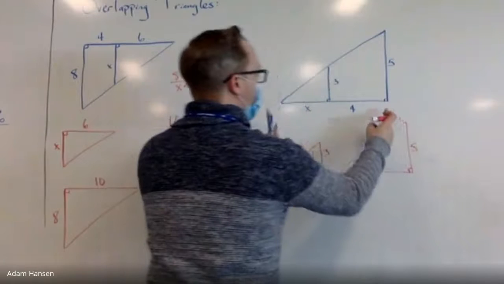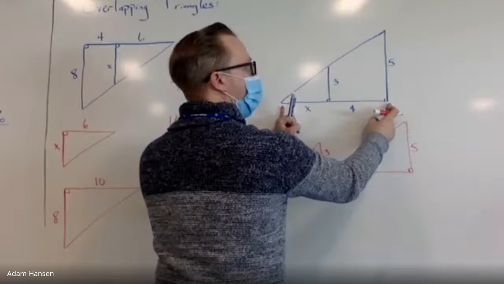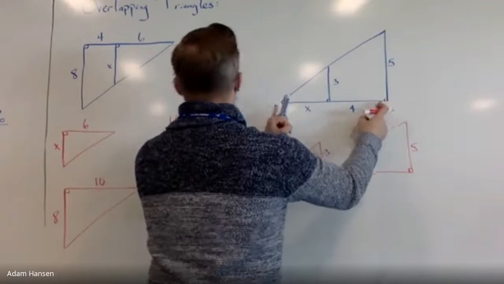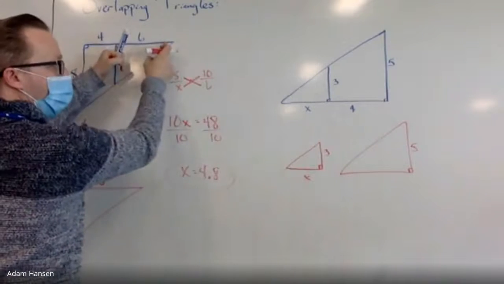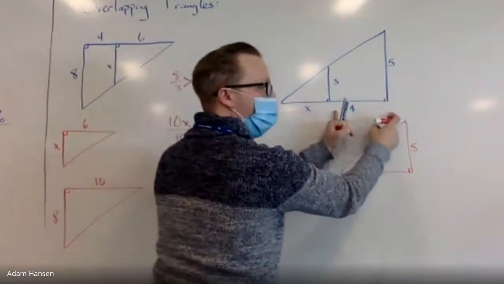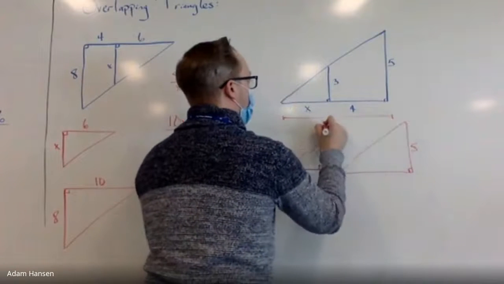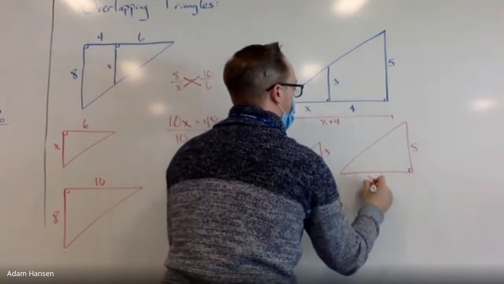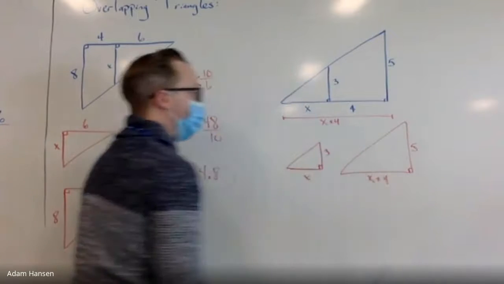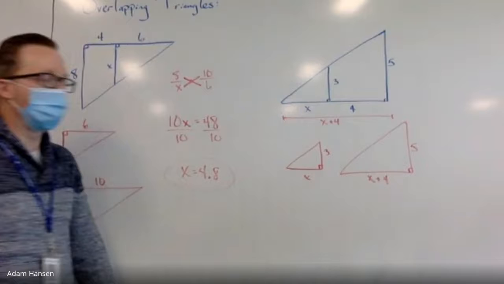One side length is 5. What is this entire side length? 4 plus x. 4 plus x. If we added 4 and 6 here, shouldn't I add x and 4 as well here? Across the side length from left to right, it's x plus 4. Does that sound reasonable?